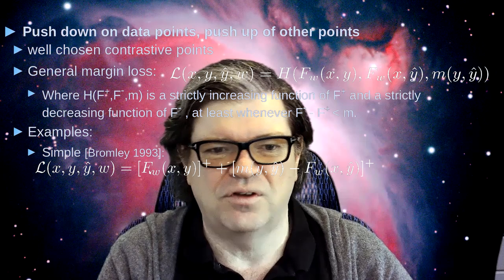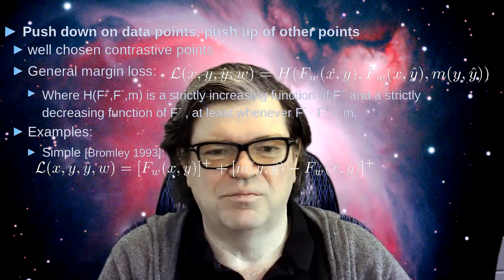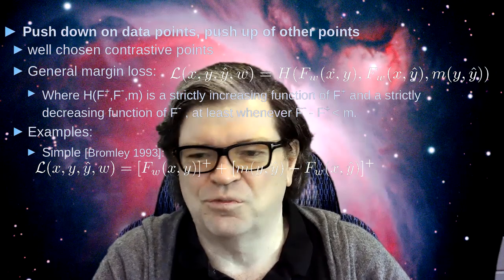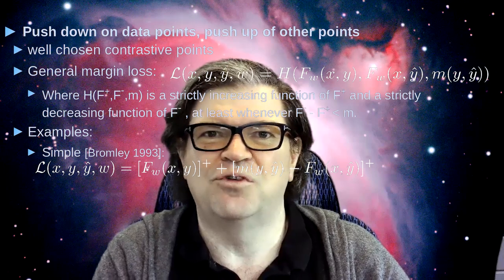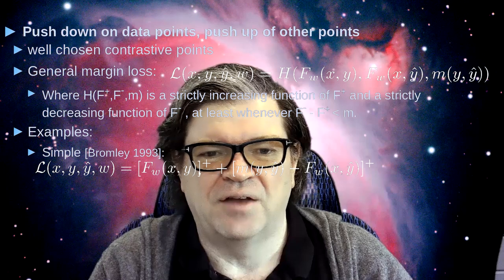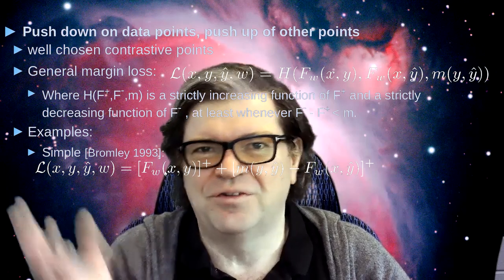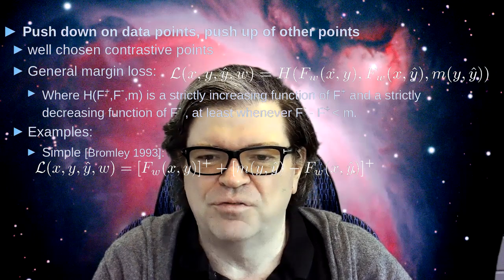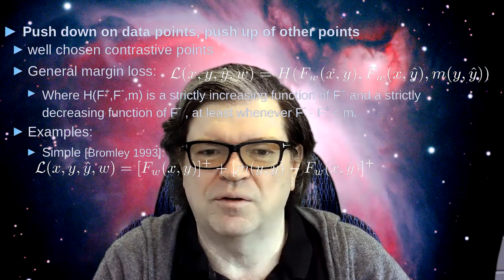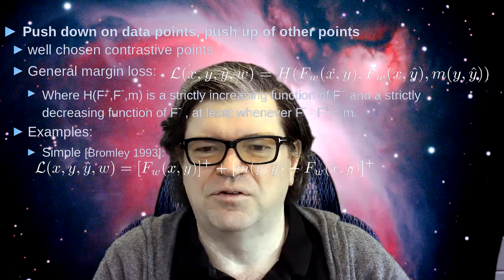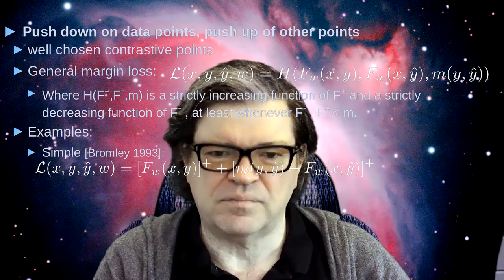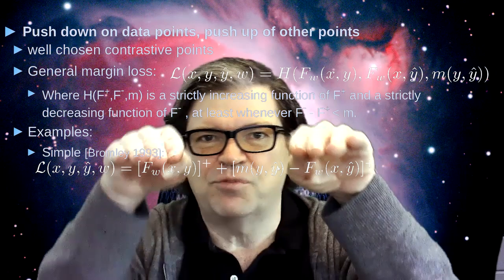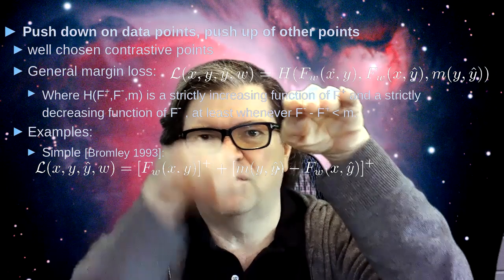So a simpler example is the one here, the simplest form, where you say, I want f of xy to be zero or smaller, okay? So you put a hinge here that pushes this down towards zero. If the energy cannot go below zero, then this is just minimizing the energy, basically. And then the other term just pushes up on the energy of the bad guy until it's larger than m. Okay, so this is like a positive part, the ReLU. And this is obviously a decreasing function of F until F is larger than M of Y and Y hat, in which case it stops, okay? So this explicitly pushes down on the energy of the good guy, pushes up the energy of the bad guy, so that the energy of the good guy is zero and the energy of the bad guy is M.